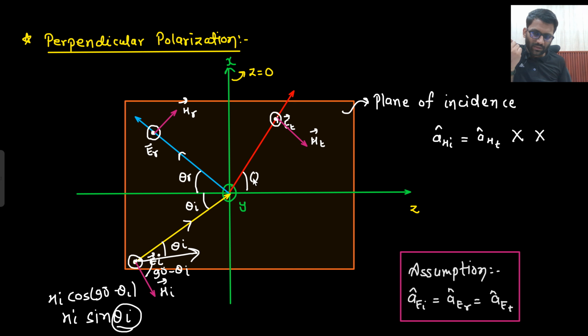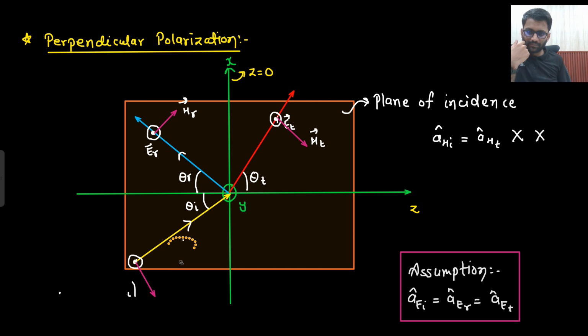This was your theta t. This is my EI, this is my HI. EI, HI, ER, HR, ET, HT, and theta I is equal to theta R.